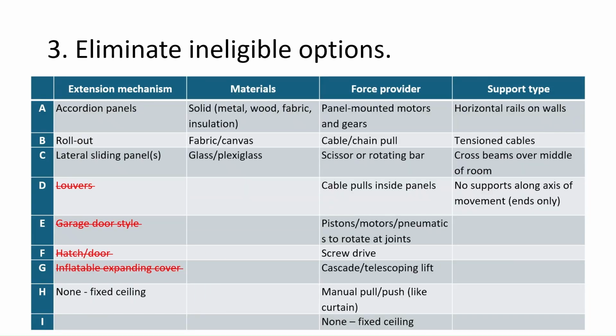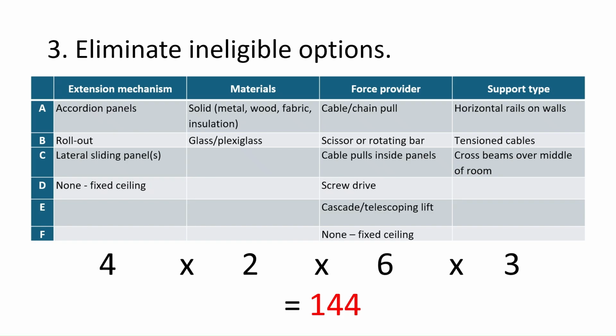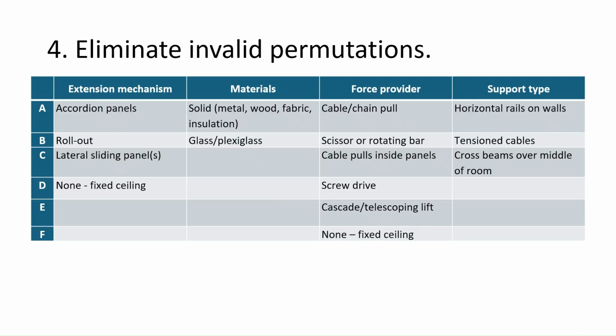So if we keep going with this, we can eliminate 3 of those 9 force providers, 1 of the support types, and 1 of the materials right off the bat. That brings us down to 4 times 2 times 6 times 3, 144 possibilities. Let's keep going. Step 4. Eliminate any permutations that won't work with each other.